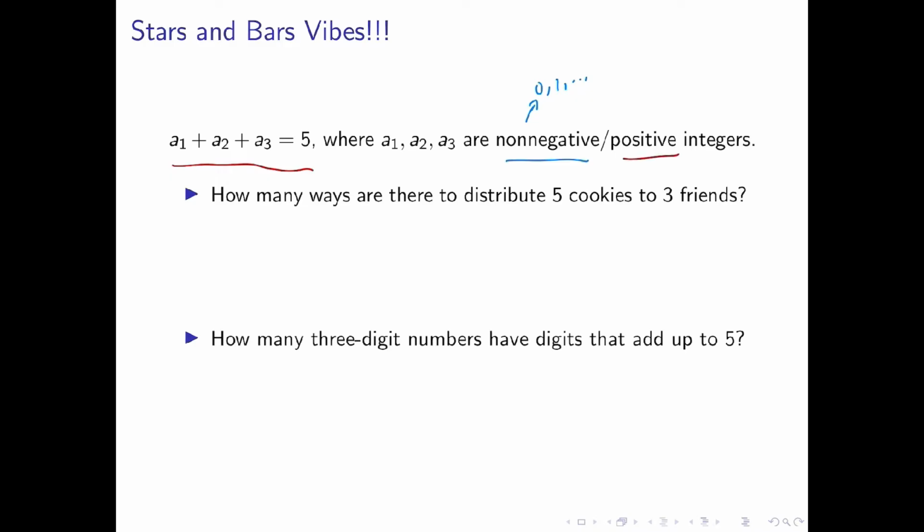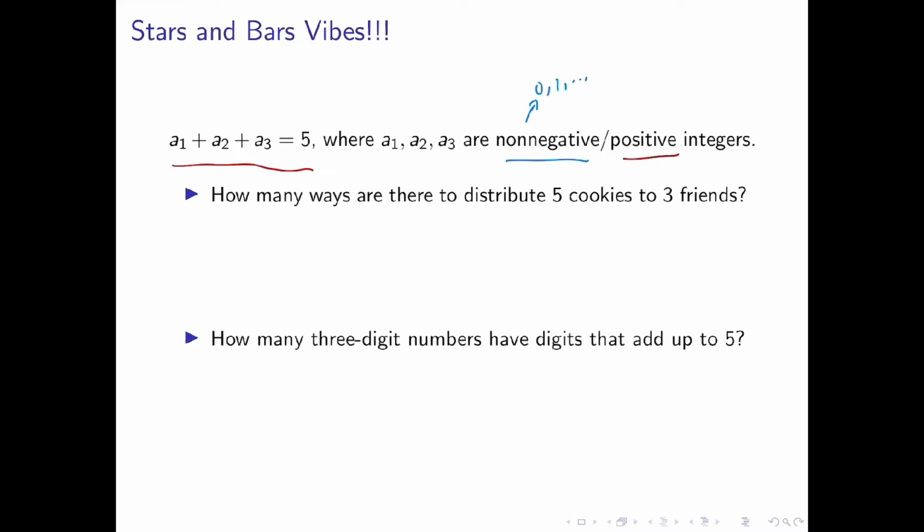There are ways to deal with separate cases, but just remember for now that whenever you have some number of variables, it doesn't have to be 3 variables, I'm just using 3 for the sake of demonstration, adding to a certain integer, and the variables must be integers, then it gives stars and bars vibes. So it's more likely than not that you're going to use stars and bars.